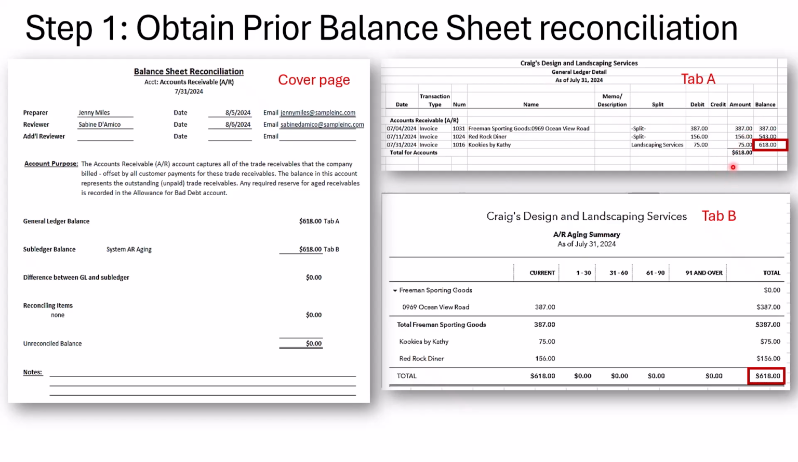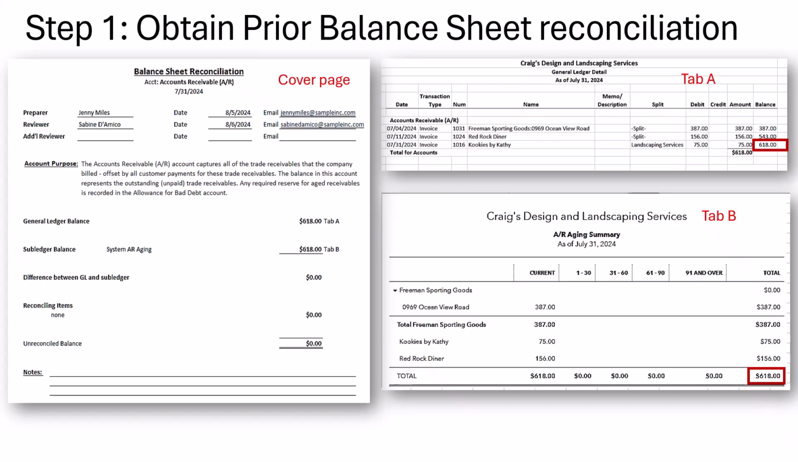The next line on the cover page is for the subledger detail. The subledger in this case is the system report for the accounts receivable account. So that makes this recon pretty easy because the accounting system provides you with the subledger report you need. Ideally, the AR aging report should agree with the GL balance of $618, which you can see it does on tab B of the recon work.